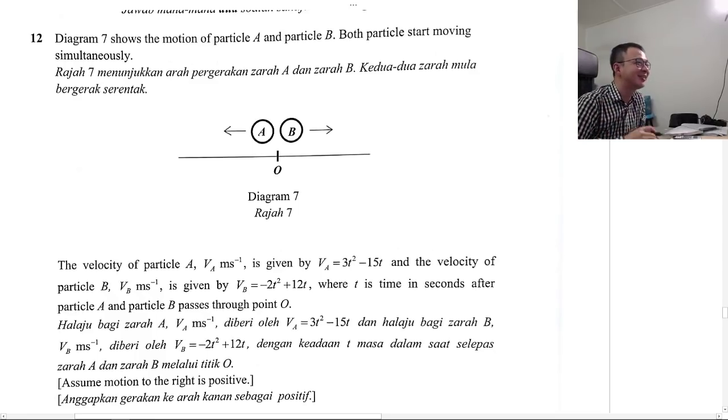Okay, diagram 7 shows the motion of particle A and particle B. Both particles start moving simultaneously, so they start moving at the same point here. The velocity of A is given. Velocity of A is 3t squared minus 15t.